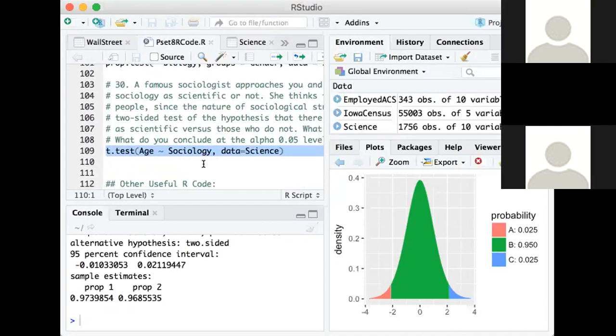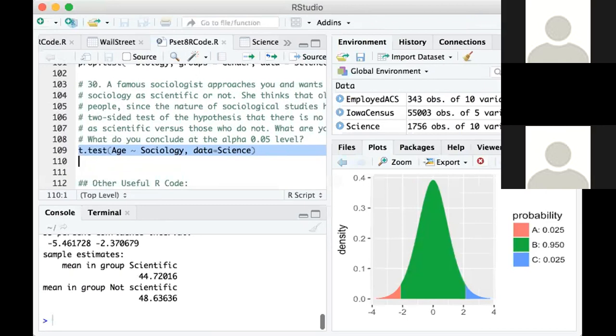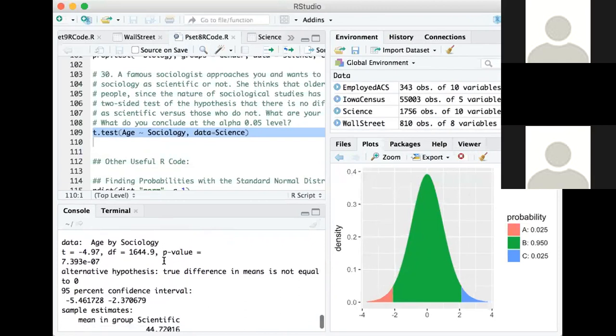So we're going to see if between the ages, if there is a difference in the mean number between those two groups in the sociology variable. So we're gonna run this t-test, and we see here the results of our 2-sample t-test: we have a t-test statistic of -4.97 with 1645 degrees of freedom, and our p-value is 7.4 times 10 to the -7, right?